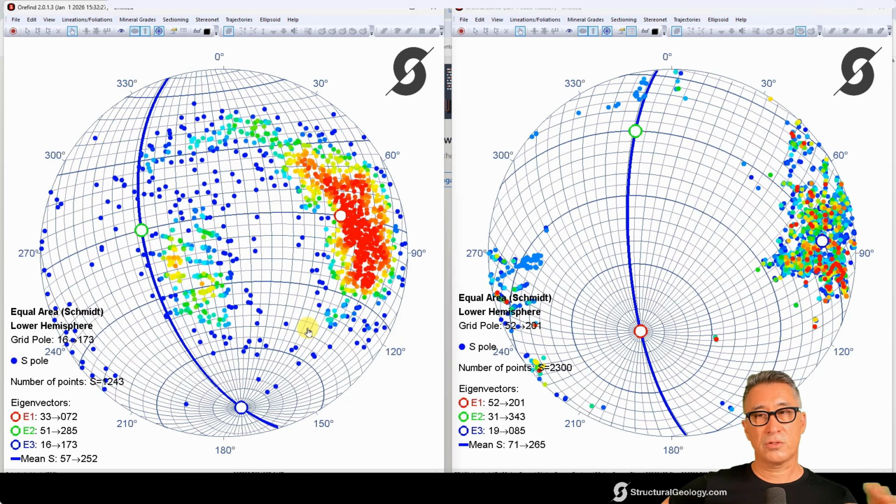You can't use this technique using veins or faults, because you can't really understand the consistency unless you have completely consistent vein orientations. I would stick to bedding and foliation. They're the simplest.